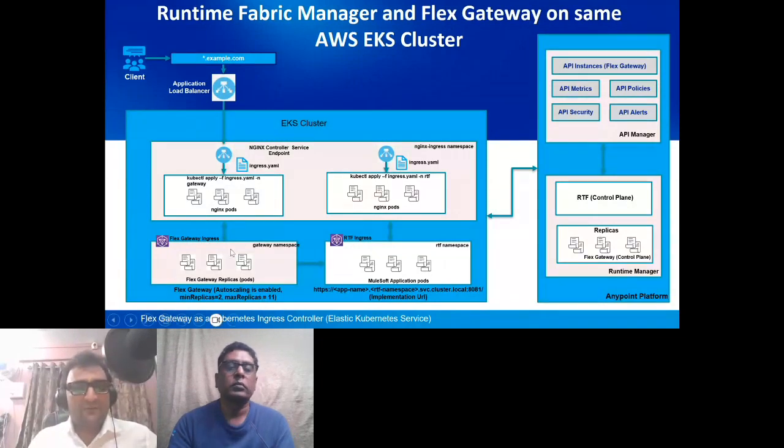So basically, you have a Flex gateway. We have set up the Flex gateway on the same EKS cluster, and we have set up the load balancer. So what is happening?